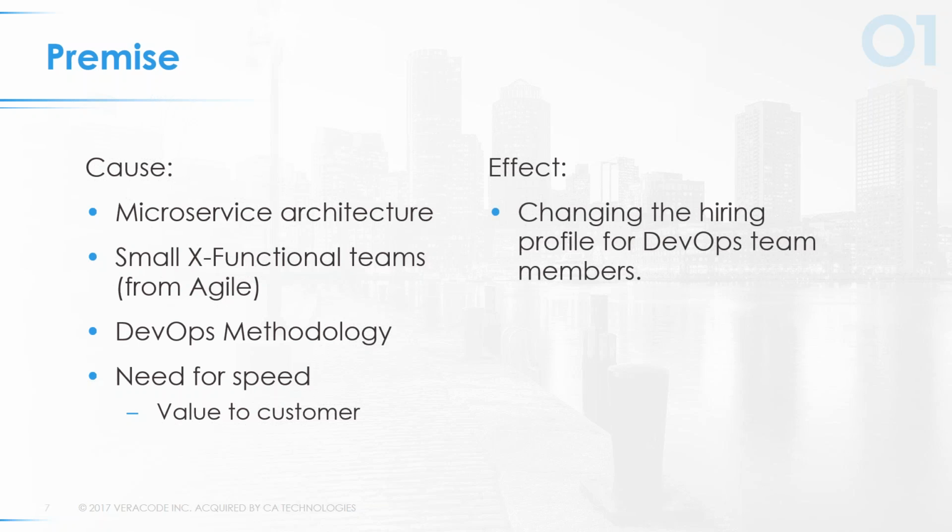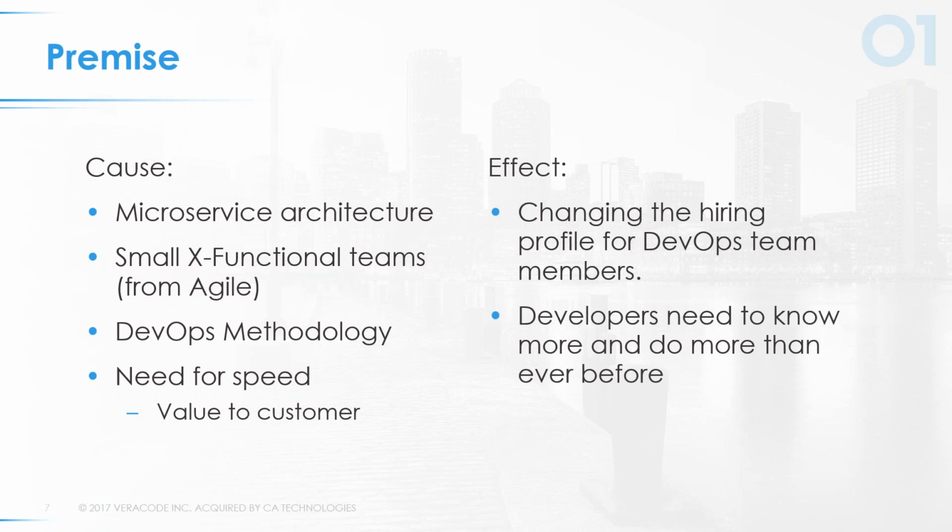So the effect of this is changing the profile for what we need to hire for my DevOps team. And again, remember that a DevOps team needs to own everything. Developers need to know more and do more than ever before. This was something that started with Agile. When we made the move to Agile, you combined the concerns of development plus quality, and those two concerns together made me start thinking about maybe doing test-driven development or acceptance criteria-driven development, those kinds of things where testing becomes the first thing I think about and not the last thing I think about.